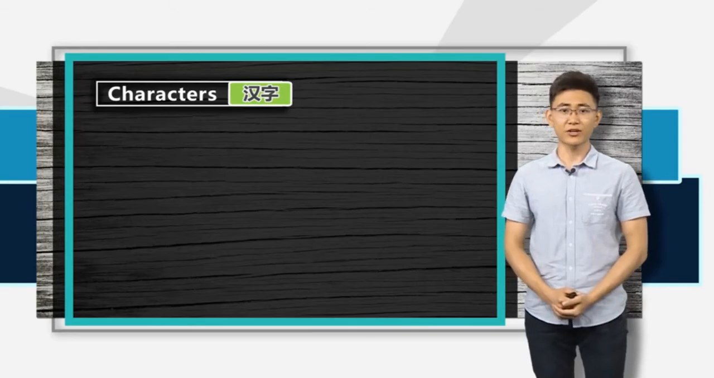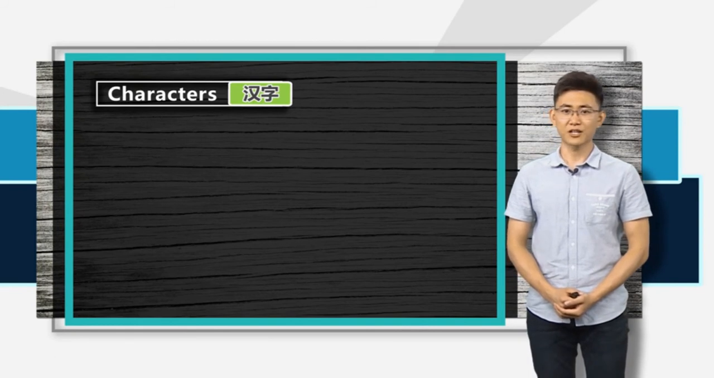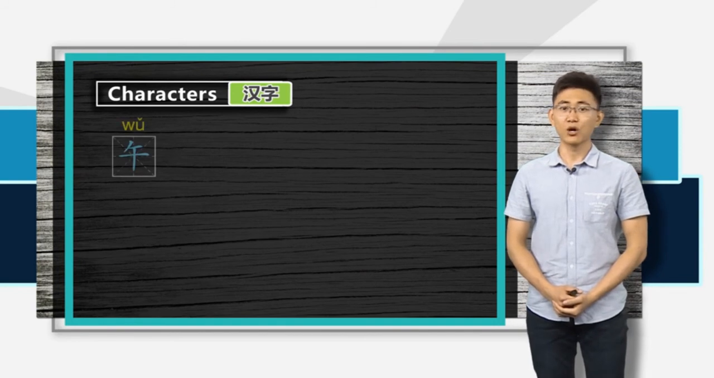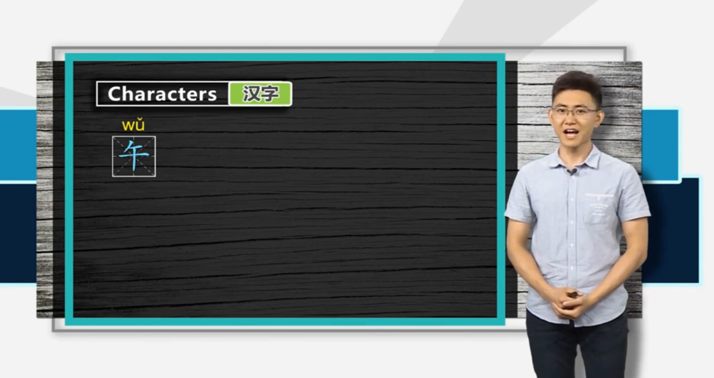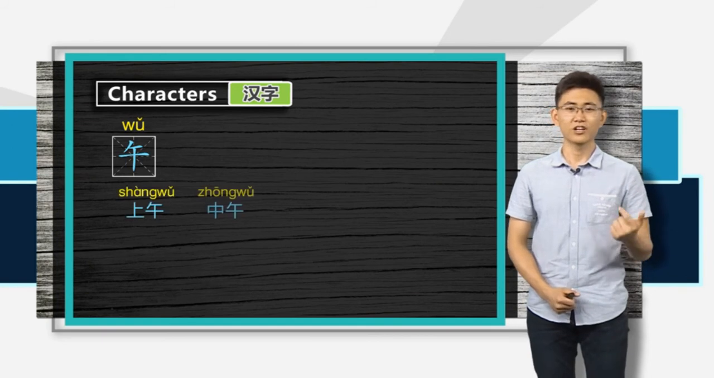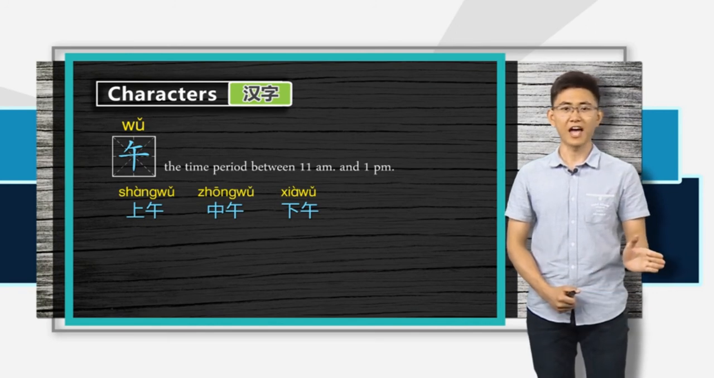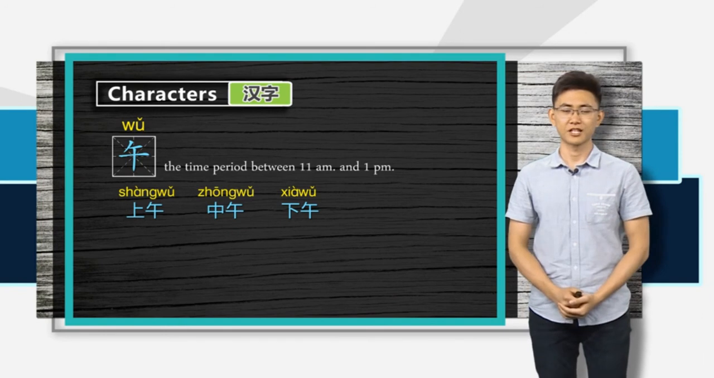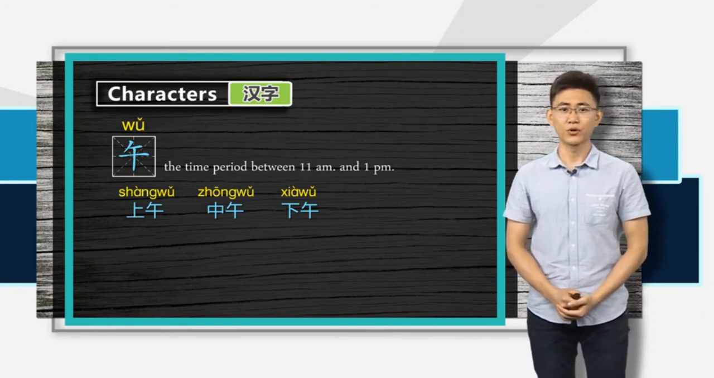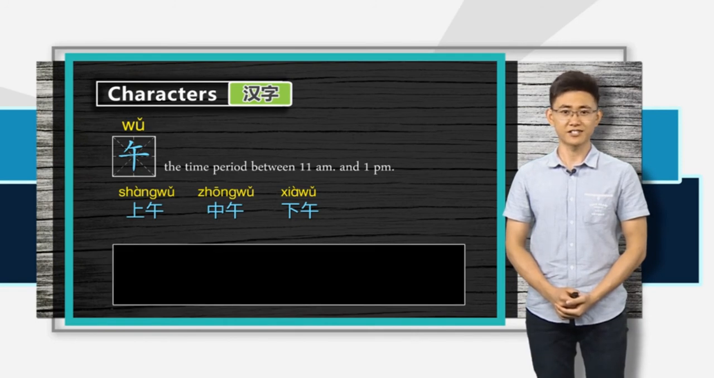Now, let's come to the characters. And today, we're going to learn two new characters. The first one is 午. 跟我读, 午, 午. In the past, we've learned 上午, 中午 and 下午. 午 refers to the time between 11 a.m. and 1 p.m. But before that, it has gone through many changes. And the animation shows us the changes.